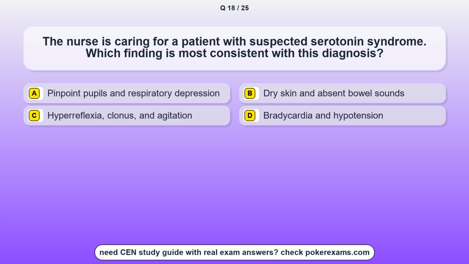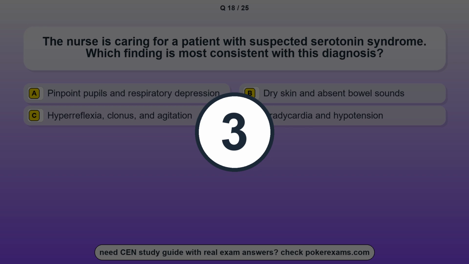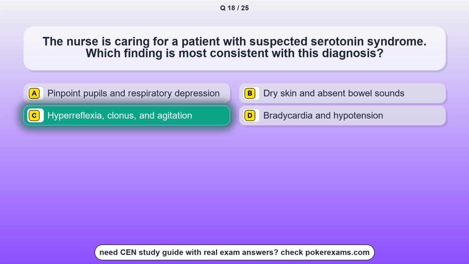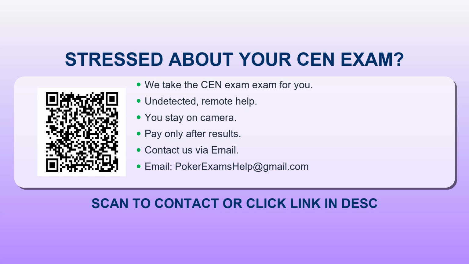Question 18. The nurse is caring for a patient with suspected serotonin syndrome. Which finding is most consistent with this diagnosis? Option A. Pinpoint pupils and respiratory depression. Option B. Dry skin and absent bowel sounds. Option C. Hyperreflexia, clonus, and agitation. Option D. Bradycardia and hypotension. The correct answer is option C. Hyperreflexia, clonus, and agitation.